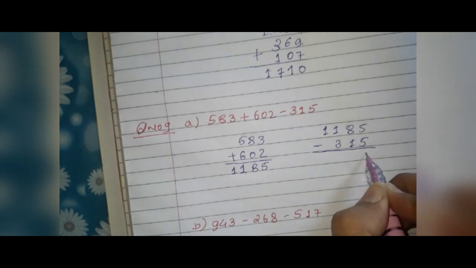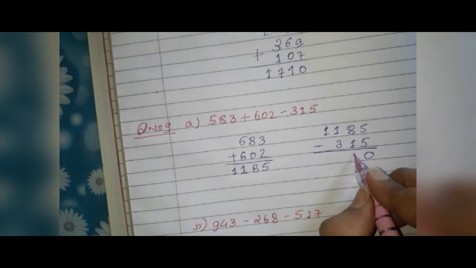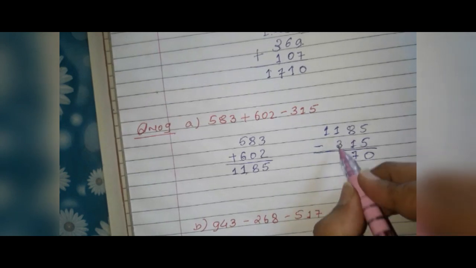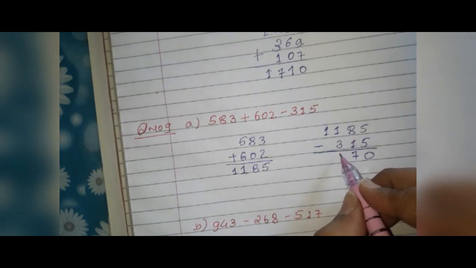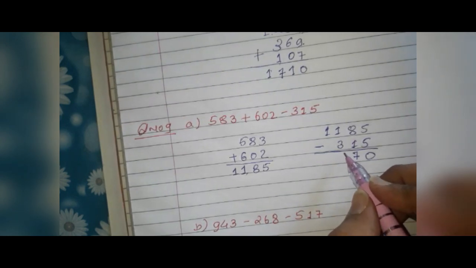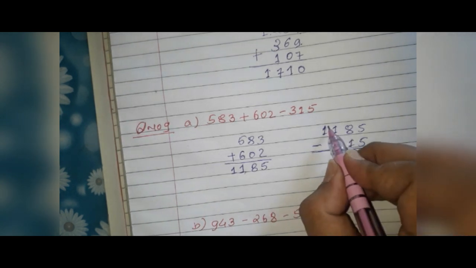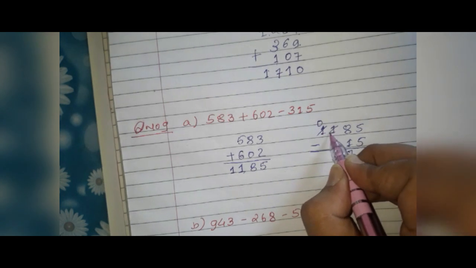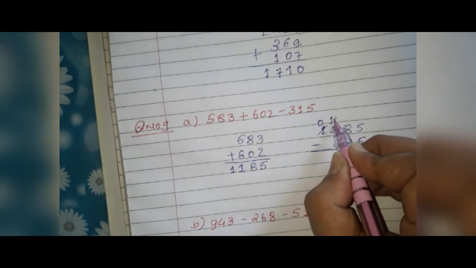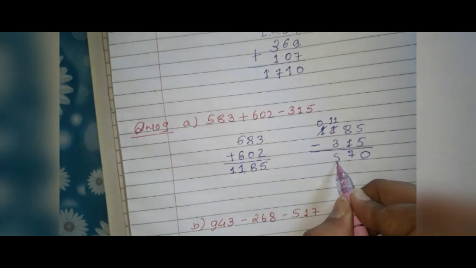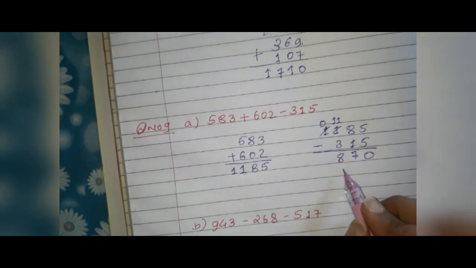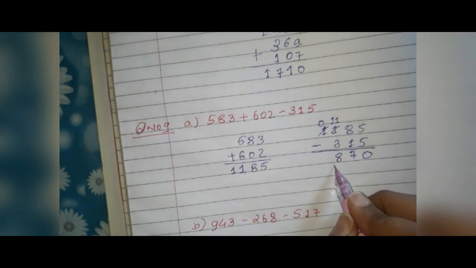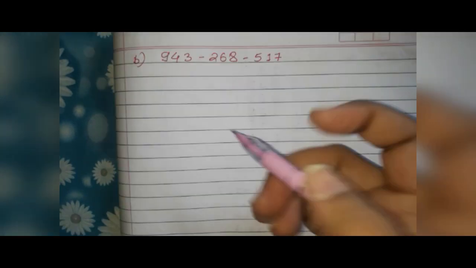5 minus 5 is 0. 8 minus 1 is 7. 1 minus 3. We cannot subtract a bigger number from a smaller number. For that we have to borrow. We'll borrow from the next number, which is 1. This 1 will become 0. This 1 will become 11. 11 minus 3 is 8. So the answer we get is 870.